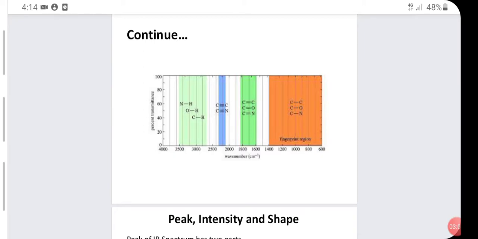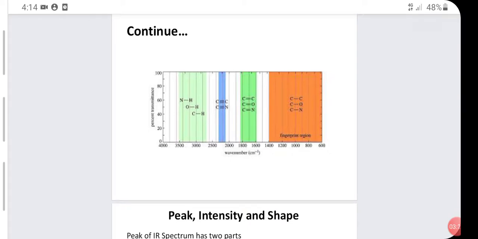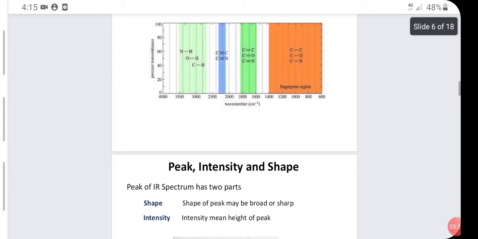Here you can see the first region is the functional group region, while the second region is the fingerprint region. In the functional group region, the alkane is present between the range of 3500 to 3000, while the alkyne is present between the range of 2000 to 2500, while alkenes are present between the range of 1600 to 1800.